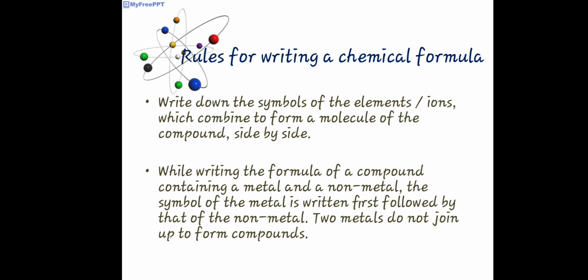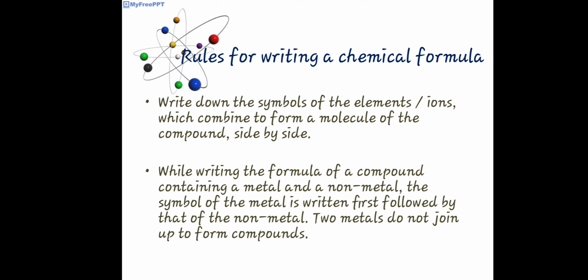Okay? So let's proceed. In writing the chemical formula, of course, we have to follow certain steps. There are a lot of steps in writing a chemical formula. Step number 1: write down the symbols of the elements or ions which combine to form a molecule of the compound side by side. A very simple example is water. Since water is a combination of hydrogen and oxygen, you have to write those symbols first: hydrogen and oxygen.